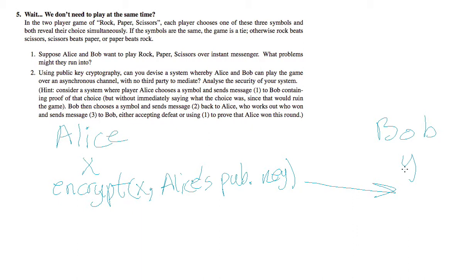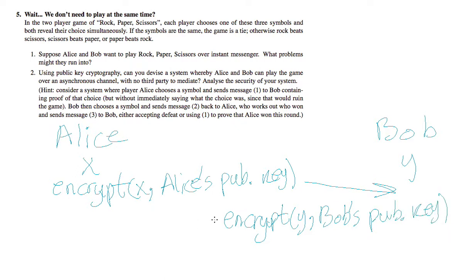Bob is going to do the same thing, but with Y and his own public key. So Bob is going to encrypt Y with Bob's public key. And Bob is going to send this to Alice. Okay? Now Bob has something from Alice and Alice has something from Bob, but neither one is able to decrypt that thing to figure out the other one's choice, right?